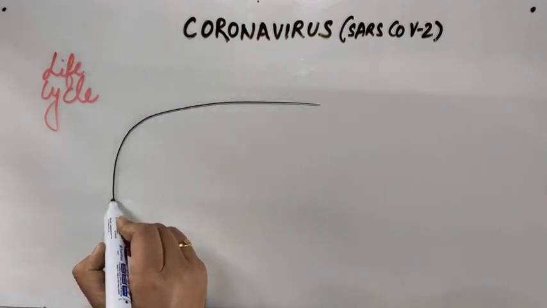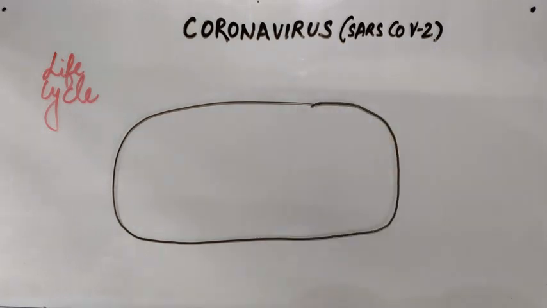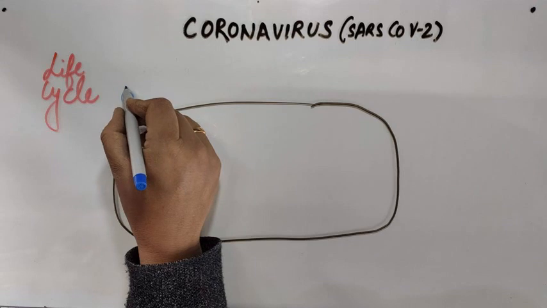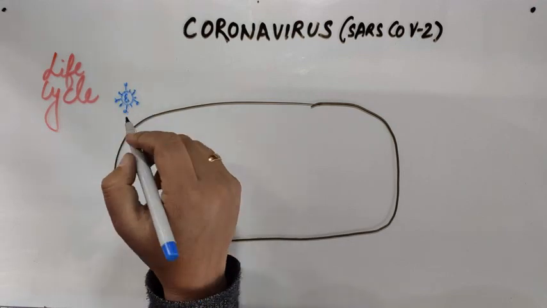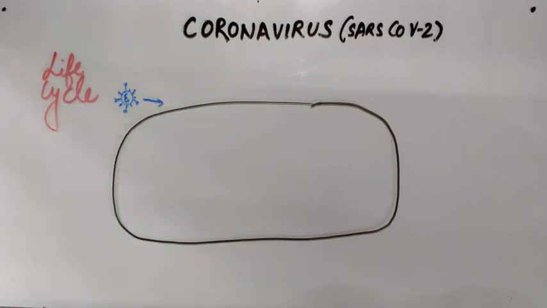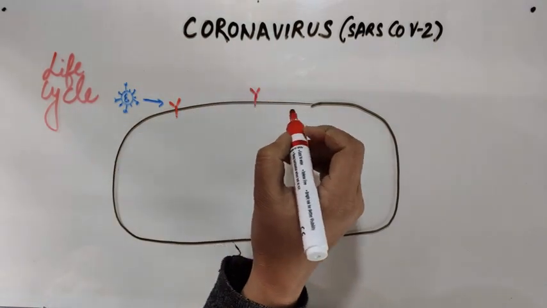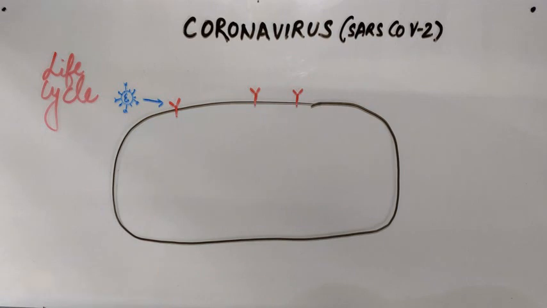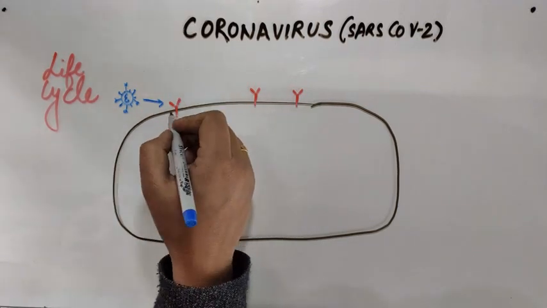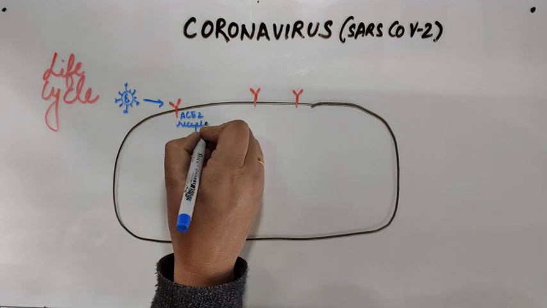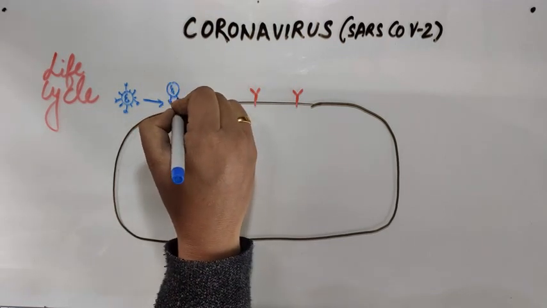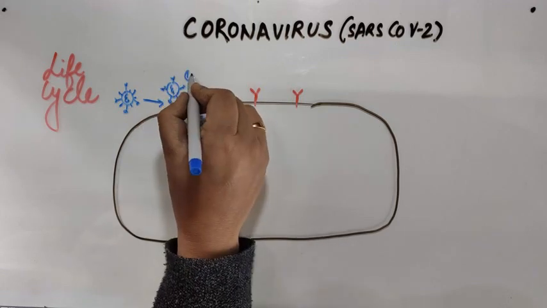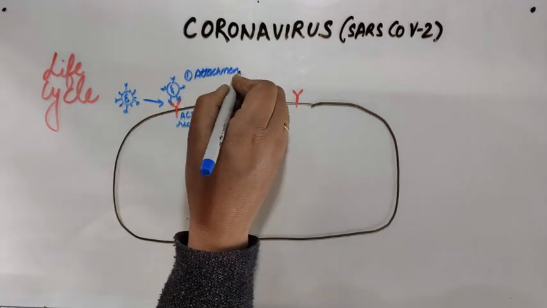Life cycle of severe acute respiratory syndrome coronavirus 2. This is a cell. This is the virus. These are the spike proteins. Now, the infection begins when the viral spike glycoprotein S attaches to the angiotensin converting enzyme 2 receptor on the host cell. First process is the attachment process.